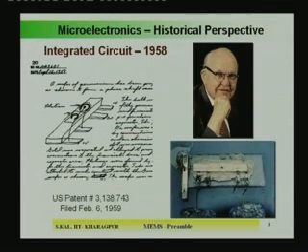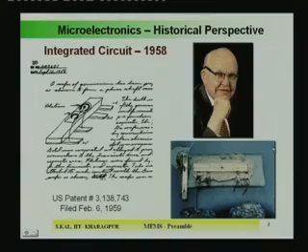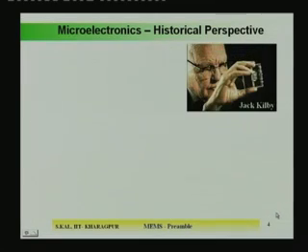And in this figure you can see Jack Kilby, and he invented the integrated circuit in 1958. You can see here the US patent, which was submitted on February 6, 1959, and this was written in September 1958, and that was the first monolithic integrated circuit. You can see the picture here, and this gentleman is Jack Kilby, and he got the Nobel Prize for this particular device in the year 2000.